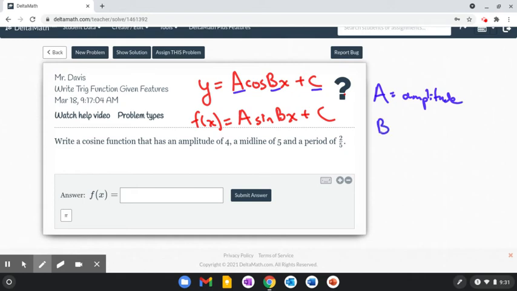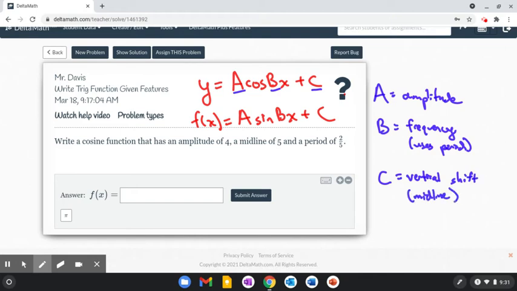The b, we're actually going to call that the frequency, but it has to do with the period. So it uses the period. And the c, it is the shift up or down, so we could call it the vertical shift. But it has to do with the midline, because ultimately the midline tells us how much we're going to shift. All right, so the amplitude is going to be the easiest part.